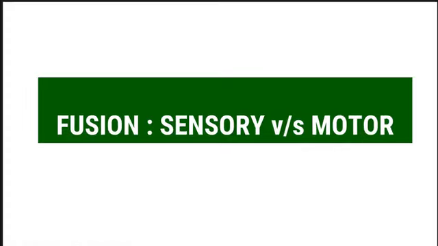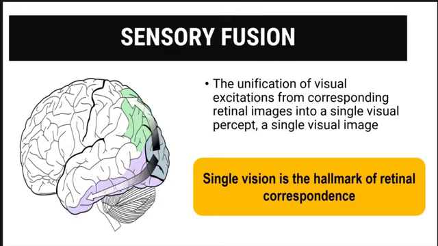Now let us talk about the concept of fusion. Basically, we have two types of fusion, sensory fusion and motor fusion. First, we shall be discussing sensory fusion. An object localized in one and the same visual direction, as we know, by the stimulation of two corresponding points on the retina, will appear as one single object, right? This unification of the visual excitations coming from the corresponding retinal images into a single visual object, percept or single visual image, is known as sensory fusion, right?